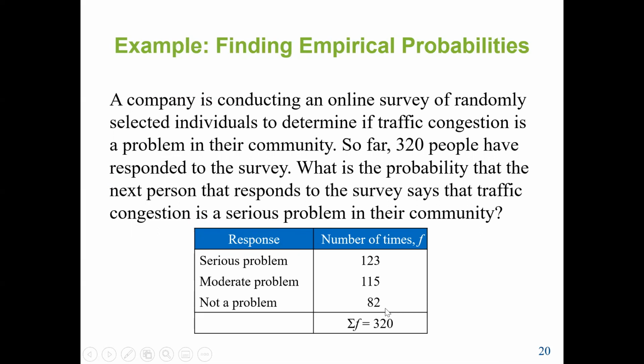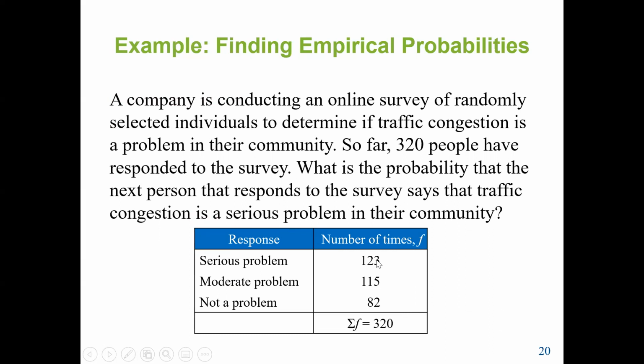So, for example, the probability that there will be a response of not a problem will be 82/320. The probability that it is a moderate problem is 115/320. The probability that it is a serious problem will be 123/320. Now the question says, what is the probability that the next person who responds to the survey says the traffic congestion is a serious problem? So that will be 123.